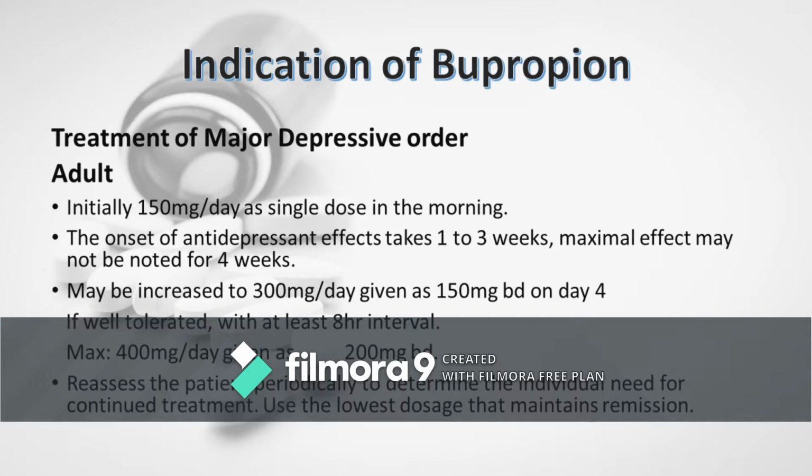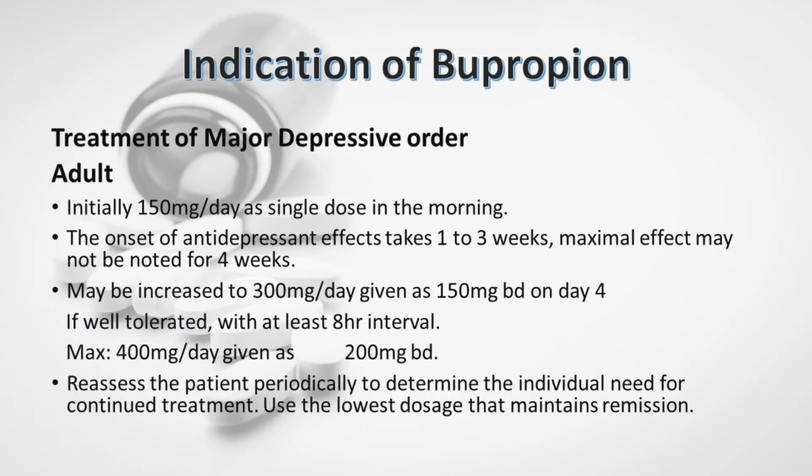After 4 weeks, the dose may be increased to 300 mg per day, given as 100 mg 3 times a day, if well tolerated, with at least 8 hours of interval per administration. However, there is a maximum of 400 mg a day, given as 200 mg BD. Once done, we should reassess the patient's condition periodically to determine if the individual needs to continue treatment. The use of the lowest dosage maintains the remission.